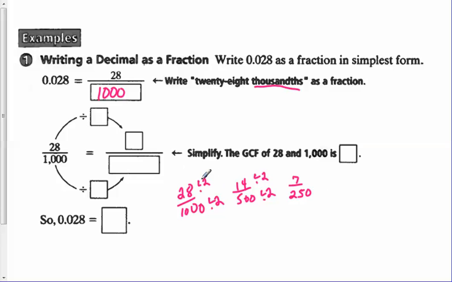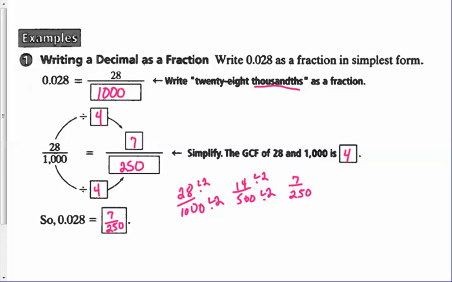Or, since I did that twice, I could simply say 28 over 1,000 and factor out a 4, dividing each numerator and denominator by 4, and I end up with the same 7 over 250. So the greatest common factor of 28 and 1,000 is 4. So 28 thousandths is equal to 7 over 250.